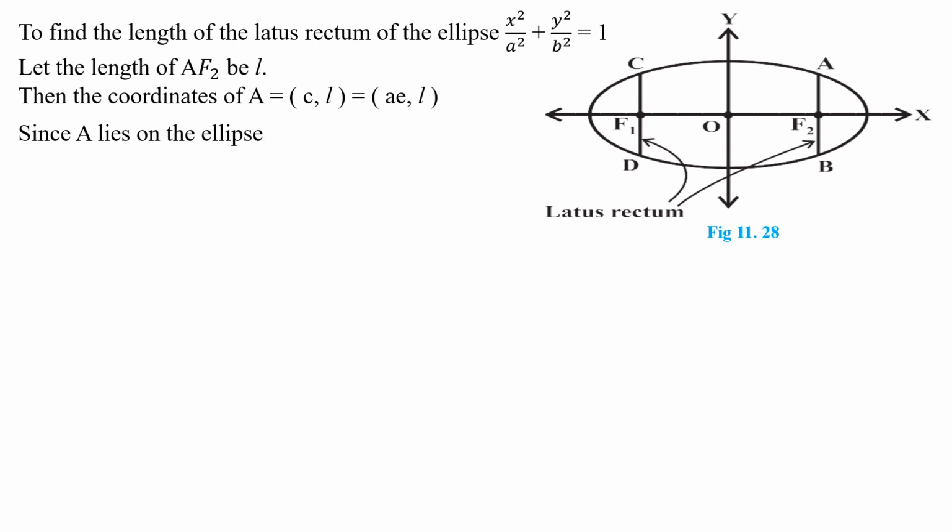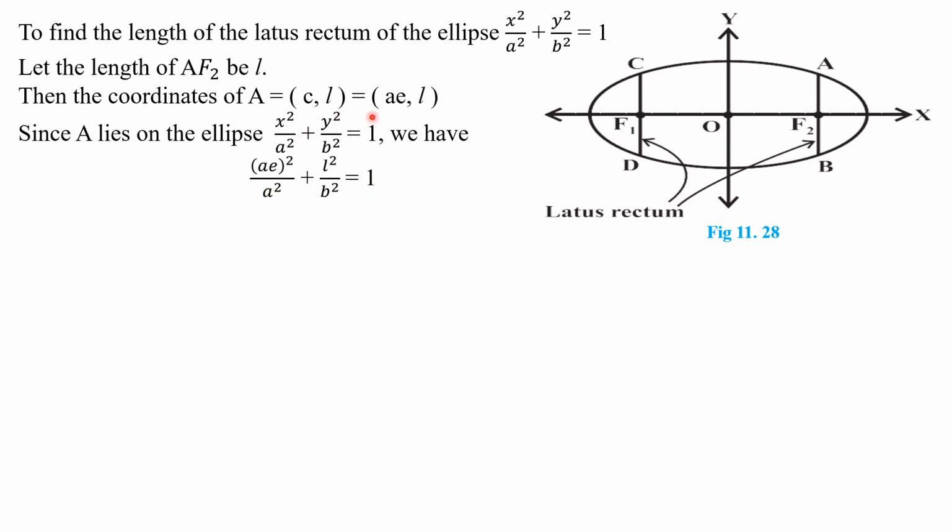Since A lies on the ellipse x square by a square plus y square by b square is equal to 1, we have, so here this point A lies on the ellipse. So let us substitute this x coordinate and y coordinate in this equation. Then we have (ae) whole square by a square plus L square by b square is equal to 1. Understood this step, my children?